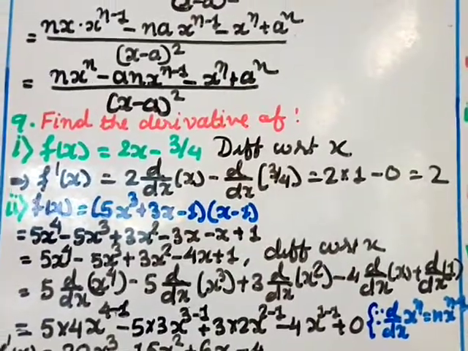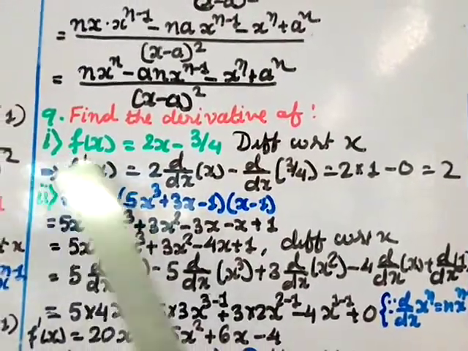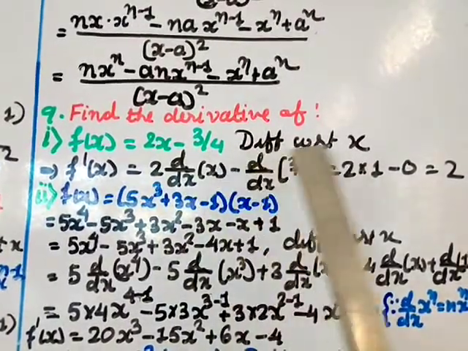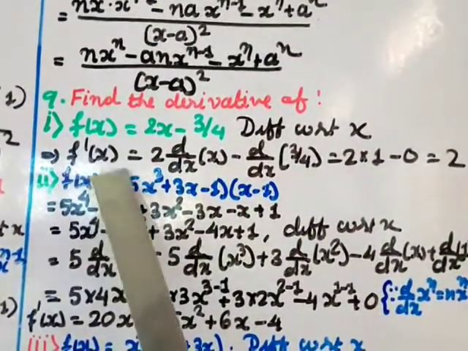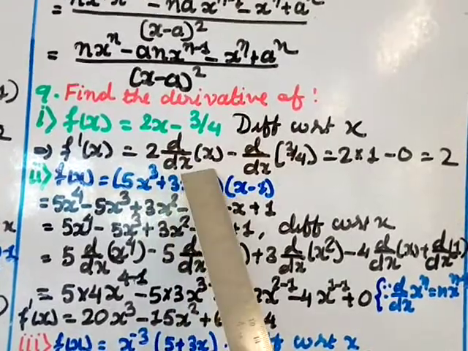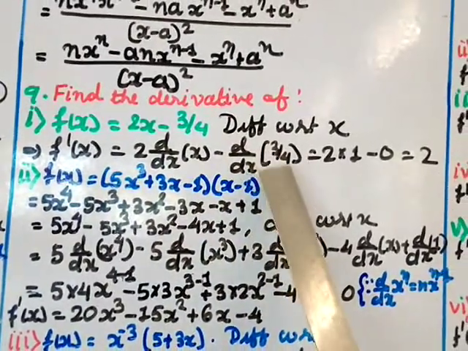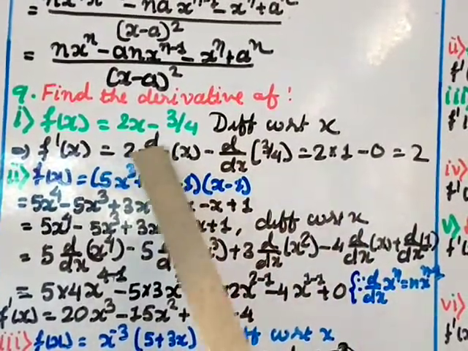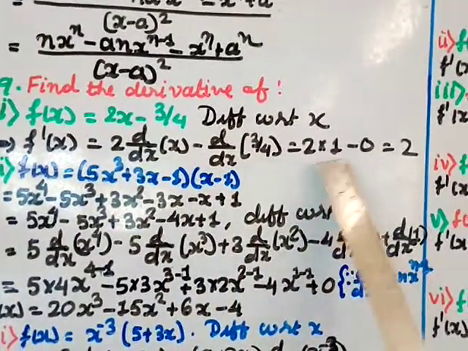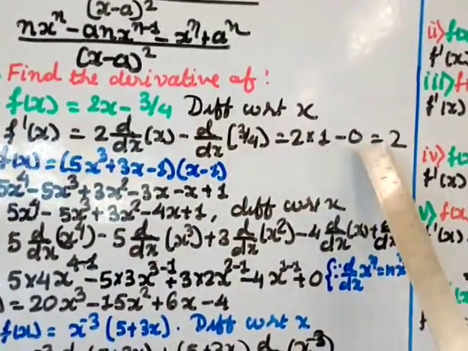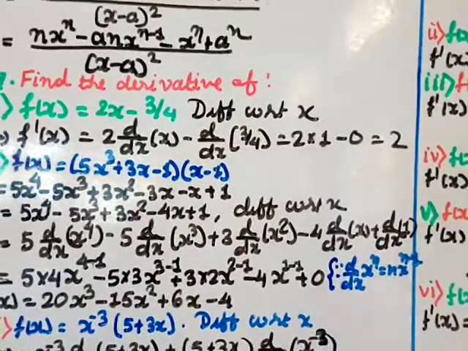Question number 9, find the derivative of Roman number 1, f(x) equal to 2x minus 3 by 4, differentiate with respect to x. So f dash x equal to 2 times d by dx of x minus d by dx of 3 by 4, equal to 2 into derivative of x with respect to x is 1 minus this is a constant, so 0, equal to 2 into 1 is 2. So that is the solution.